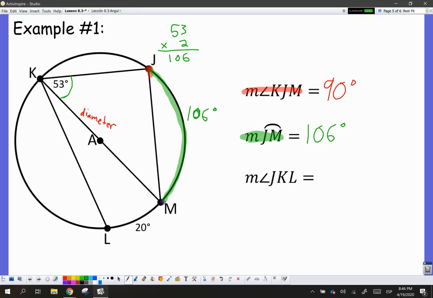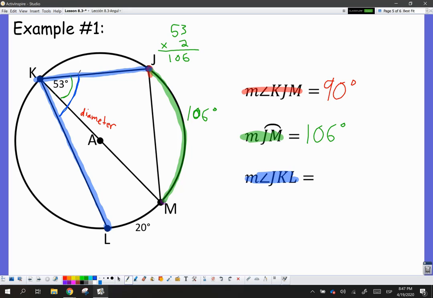Finally, let's move on to the last one. I think I'm going to do this in blue. We're looking for the measure of angle JKL now. So let's highlight JKL, see where that angle is at. So here's point J, here's point K, and then down here is point L. So I have J, K, and L. J, K, L. So there's my angle here.